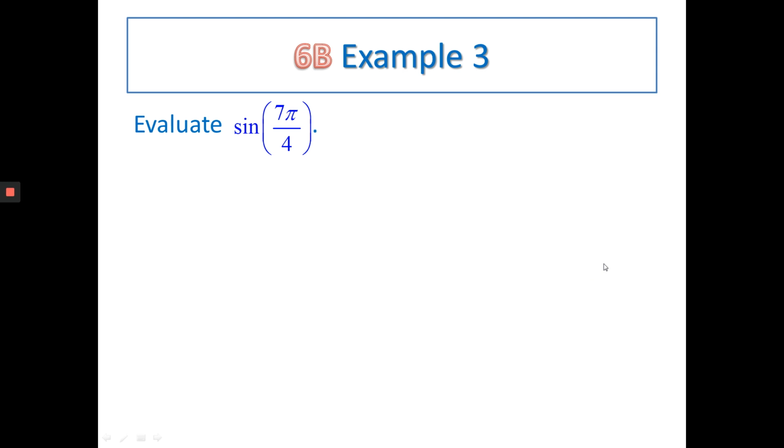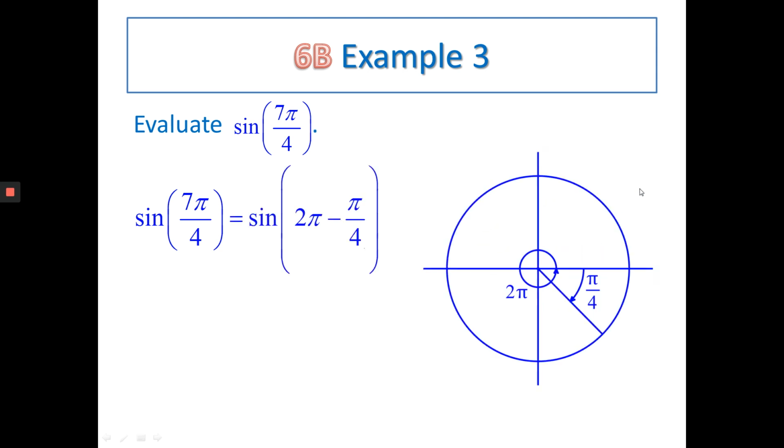Moving on to example 3, let's evaluate sine of 7 pi on 4. Okay, so sine of 7 pi on 4. 7 pi on 4 is an angle that is the same as 2 pi minus pi on 4. So how do you get to 2 pi minus pi on 4?